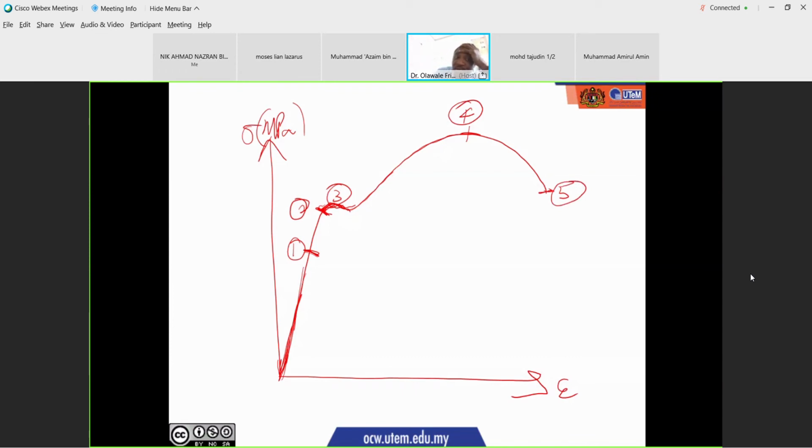So on the stress strain diagram, there are 5 points. Point number 1 is your proportional limit. Point number 2 is your elastic limit. Point number 3, which is this point here, is your yield stress. Point number 4 is your UTS, ultimate tensile strength. And point number 5 is your fracture stress.